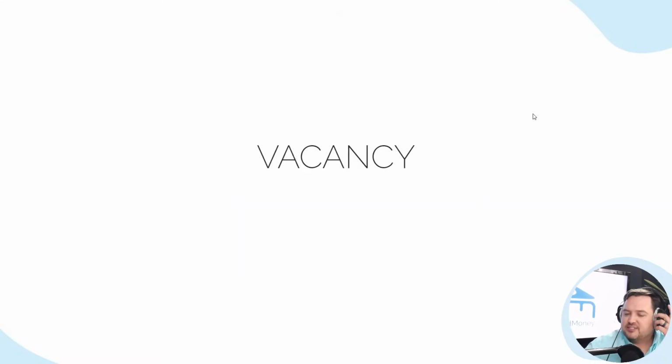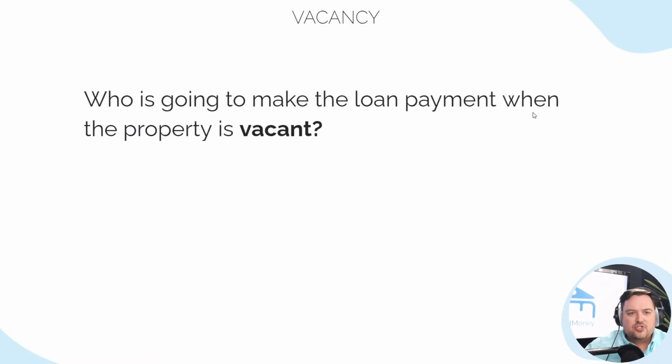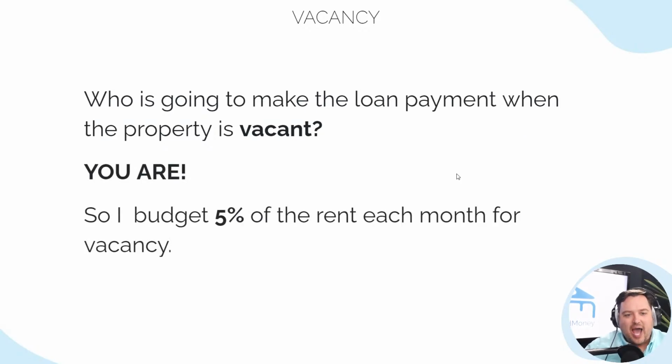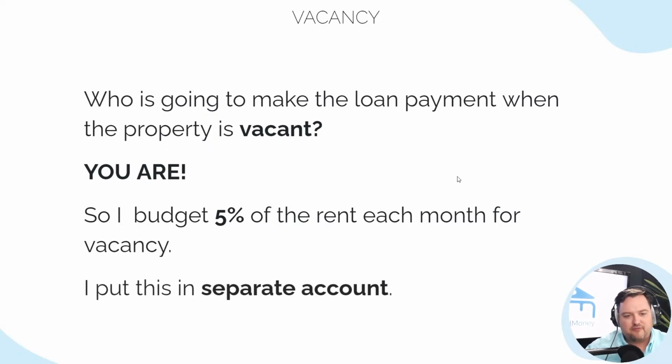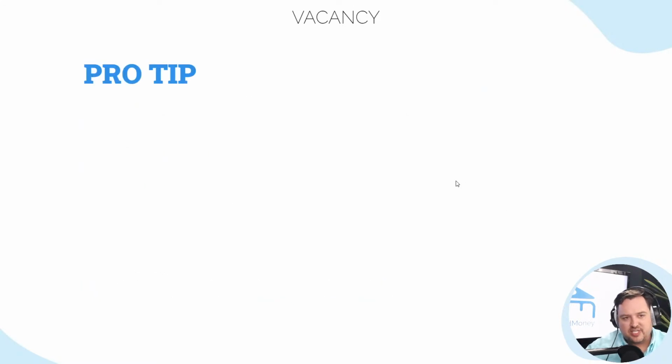Okay, next, vacancy. So who's going to make the loan payment when your property's vacant? Trick question, you are. You're going to have to pay that. So I budget 5% a month for vacancy. So on $1,000, I take $50 out for repairs each month, $50 for capital improvements, and I take $50 out a month for vacancies. And I put this into a separate bank account.